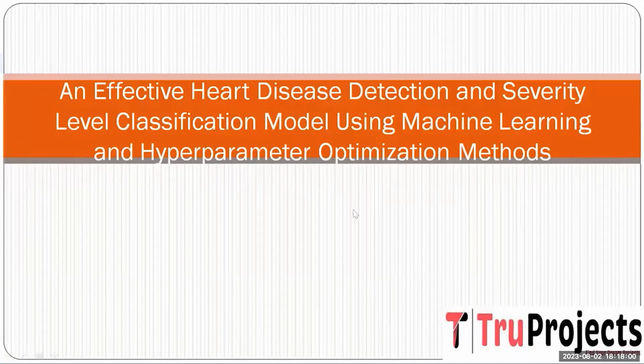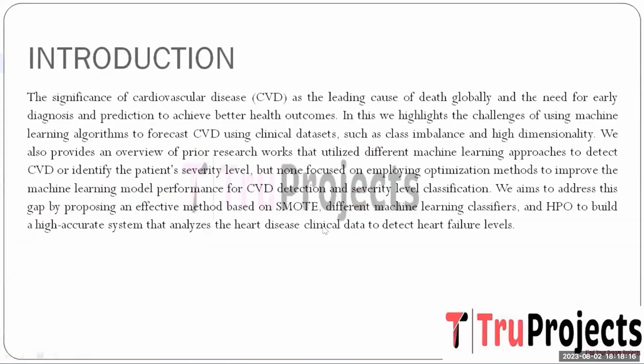Welcome to True Projects. In this video, we are going to explain a project titled An Effective Heart Disease Detection and Severity Level Classification Model using machine learning and hyperparameter optimization methods. The global prominence of cardiovascular disease as a leading cause of mortality underscores the critical imperative of early detection and prediction for improved health outcomes.